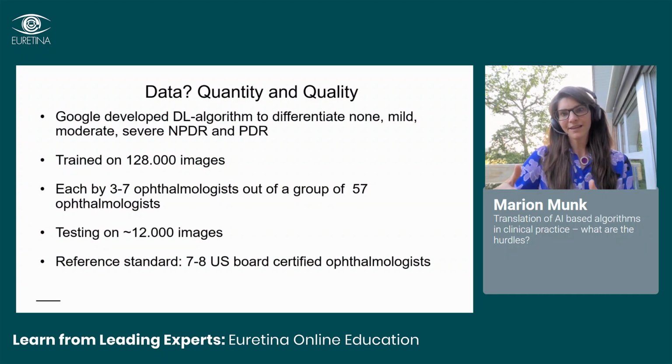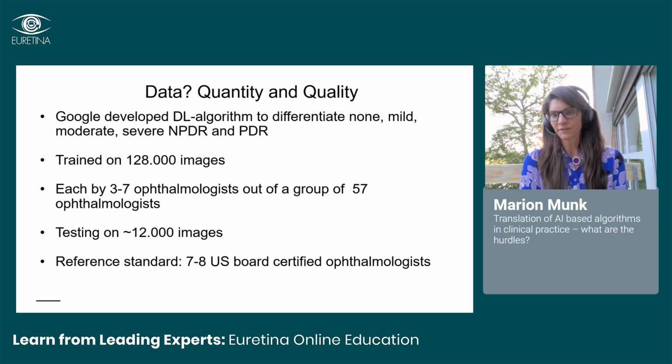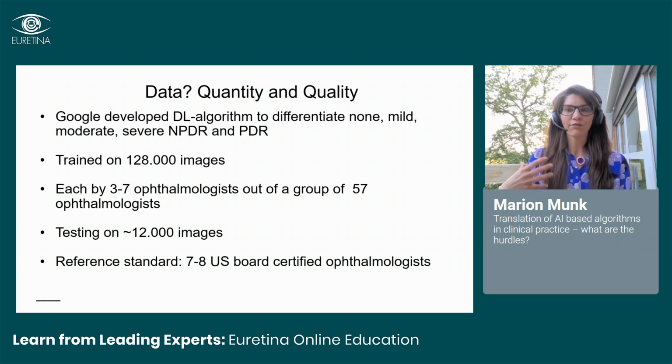And whether the results were correct or not was decided by 7 to 8 US board certified ophthalmologists. So you already see that in order to really build an accurate algorithm with a high accuracy, which also performs very well on data sets which have never been seen by the algorithm, you really need a lot of effort, a lot of time, a lot of data, and then of course a lot of money.